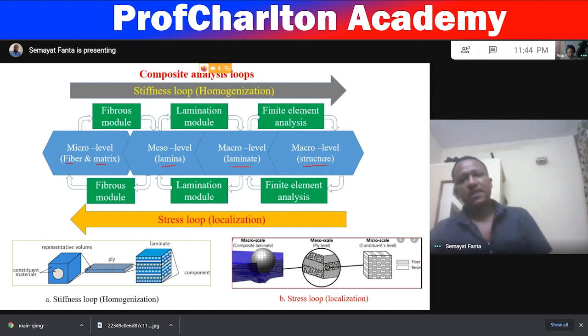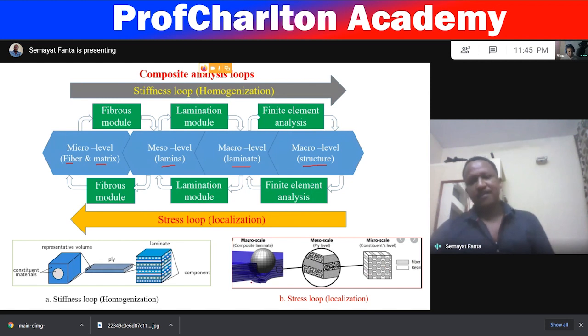So the loop in the forward direction is the stiffness loop, or what we call the homogenization loop. The stiffness or homogenization loop is easily represented here, from a representative volume element to lamina, and from lamina to laminate. Okay, so this is the stiffness loop. And another one is the backward loop, from macro level to micro level. So how does it go?